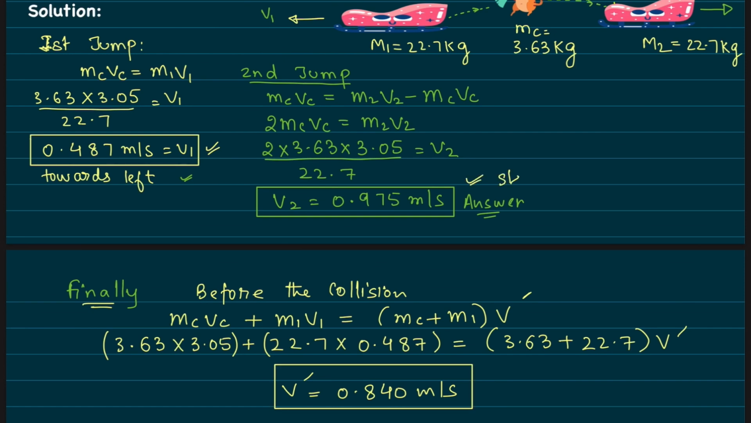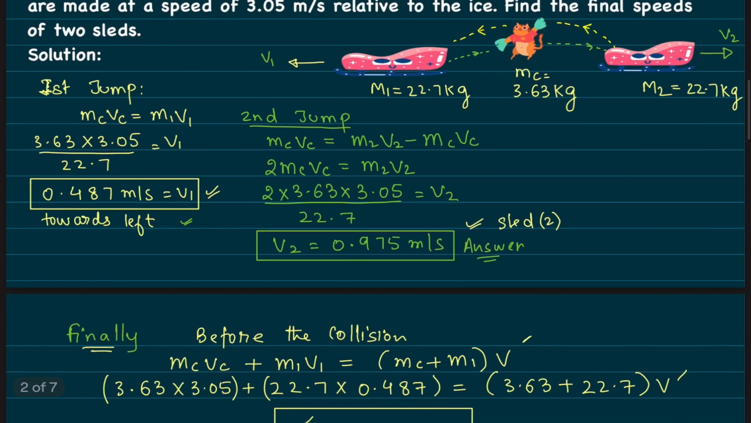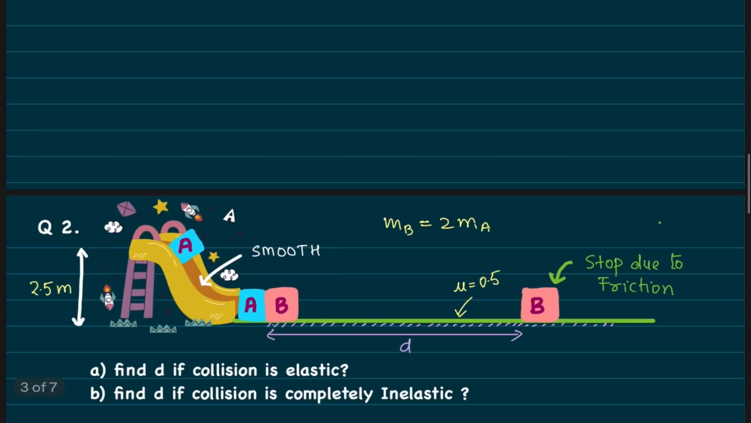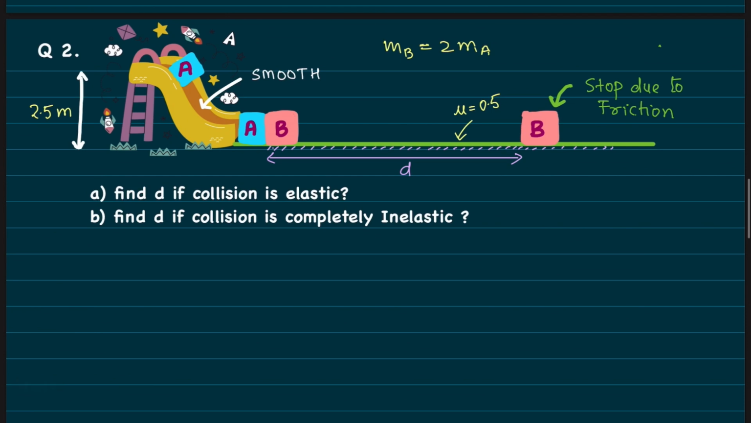So this is the speed of sledge 1, and this is the speed of sledge 2, and this is the speed of sledge 1, this one. Okay, this is your answer, right? So it is an interesting question, but you need to know how to solve this type of question. Let's move. Okay, question number 2. It's a simple, straightforward question, but still you need practice to solve this type of question.